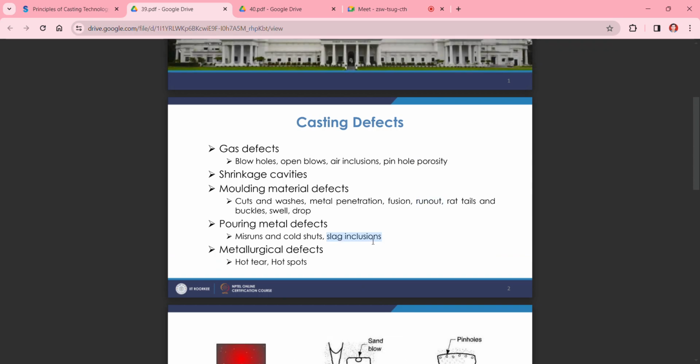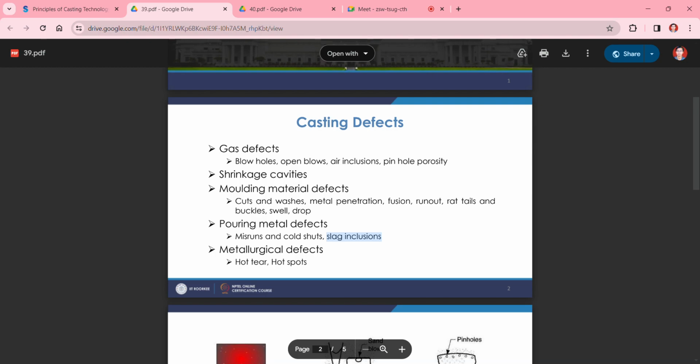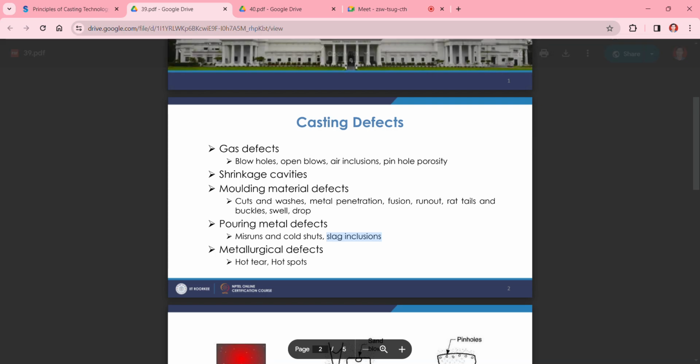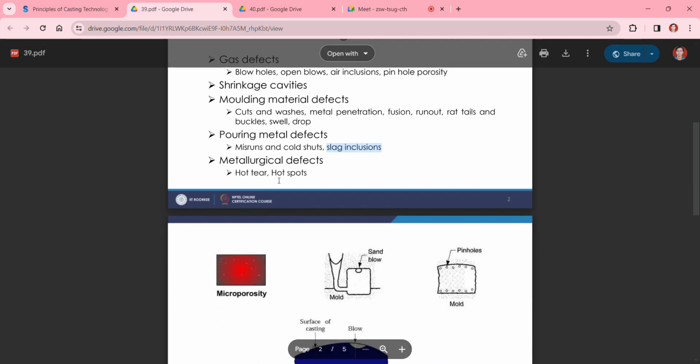Then coming to the slag inclusion, that will come during your smelting processes. If you are not providing any filter during the molten metal pouring, the slag will also come inside the system, and if it gets included into your casting, it is going to create brittleness inside your castings, because slag generally has ceramic properties, and ceramics are very brittle in nature, so that is going to create defects inside your casting.